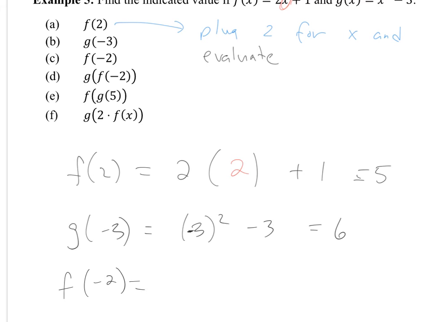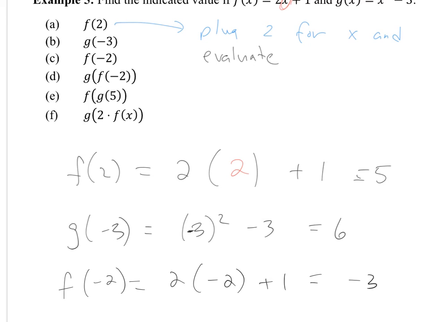Negative 3. We got f of negative 2 is 2 times negative 2 plus 1. It's going to be negative 4 plus 1, which is negative 3. All you're doing is plugging in for x. Okay? It's something new for sure, but the idea is this.